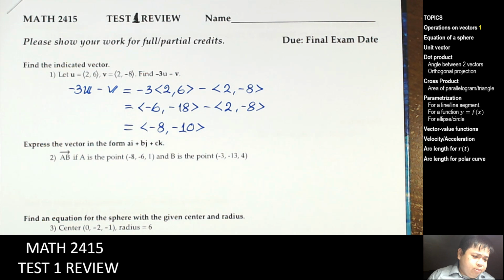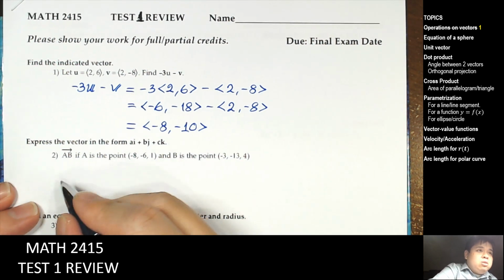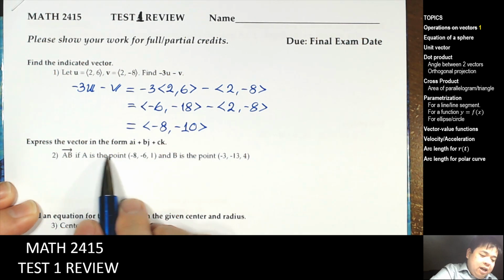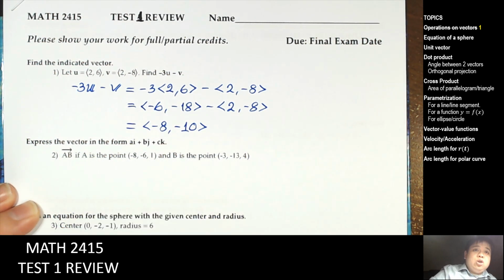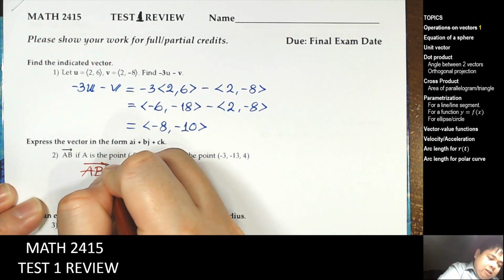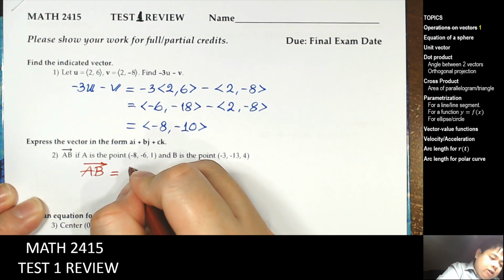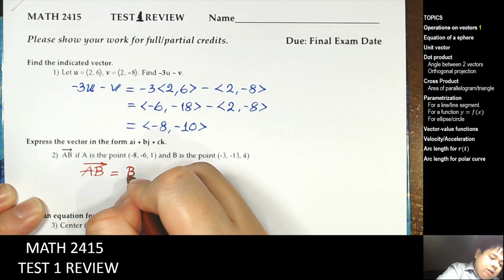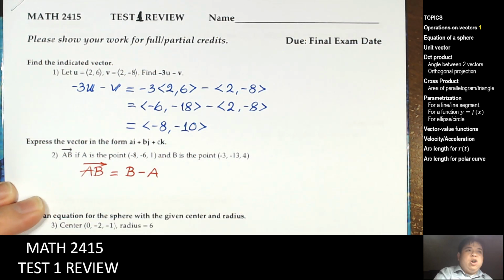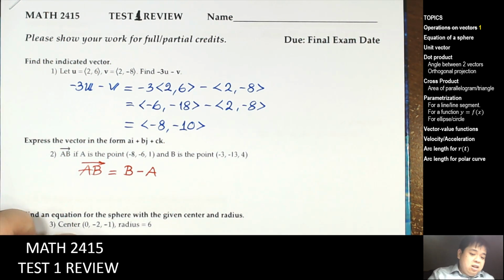Right. Next we have the equation of the sphere given by the center and the radius. Before we go to that, I just finish this one real quick. To find the vector AB, A is this point and B is that point. So to find the vector AB, we take the end point minus the initial point. So final minus initial, the head minus the tail.